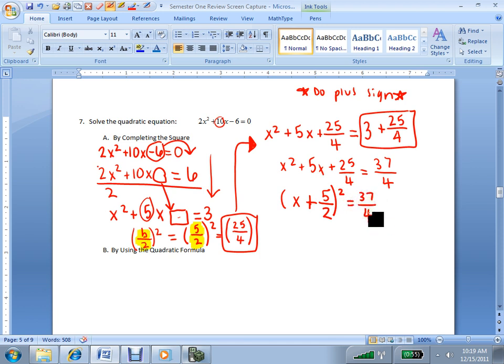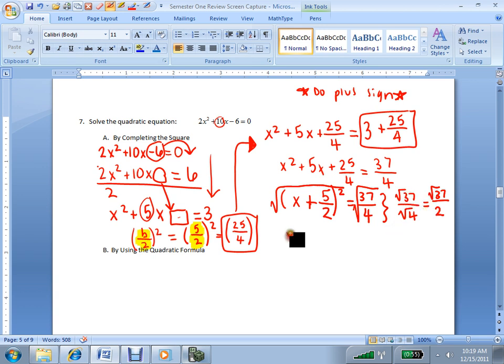So now we're going to take the square root of both sides. And if you look at this side in particular, the square root of 37 over 4 is really square root of 37 over square root of 4. So you could simplify that as square root of 37 over 2, because 37 is not a perfect square, but 4 is.